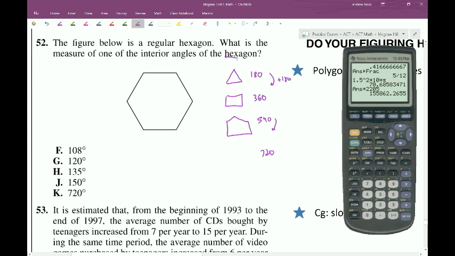And hex means 6, right? So we know the total is going to be 720. Then we could divide that by the 6 angles that are inside, and we get 120 each. Yeah, 720 over 6.